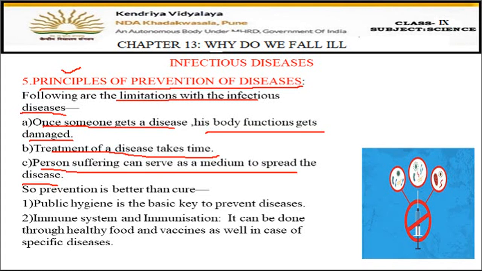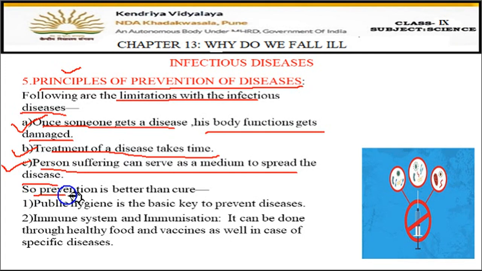So these are the three limitations, or you can say the three problems, with infectious diseases. First, the body functioning stops or gets changed, the malfunctioning of the body. Then treatment of the disease takes time, so time goes there. Then the person suffering can spread the disease to other healthy persons also. Fine, so now what has to be done?